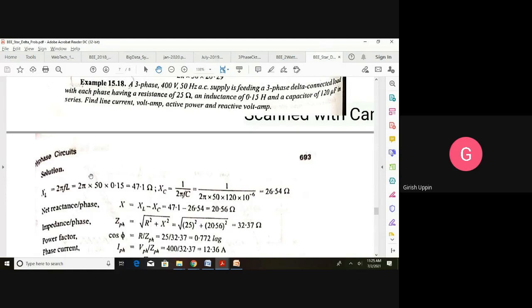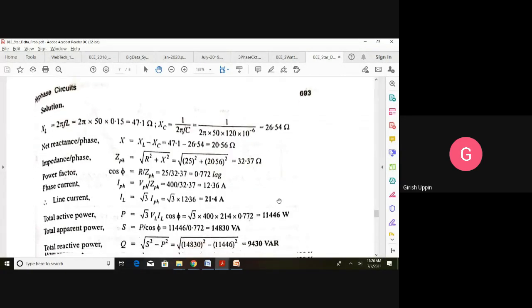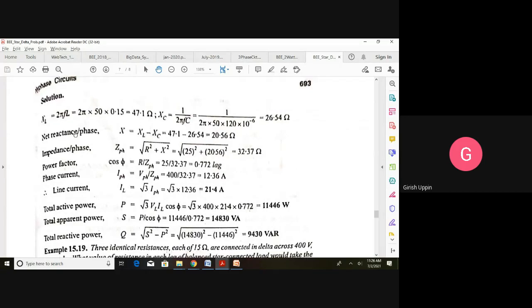First step is calculate XL and XC. XL is equal to 2 pi FL. We get it as 47.1 ohm. XC is equal to 1 by 2 pi FC. All the values are given. We get it as 26.54. Now, the net reactance X is equal to XL minus XC. 47.1 minus 26.54, we get it as 20.56.